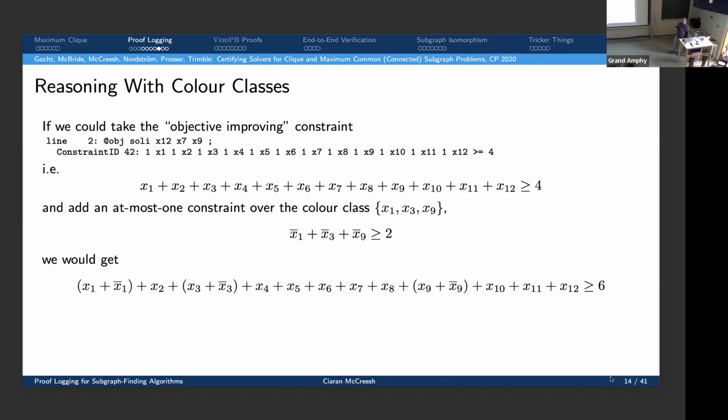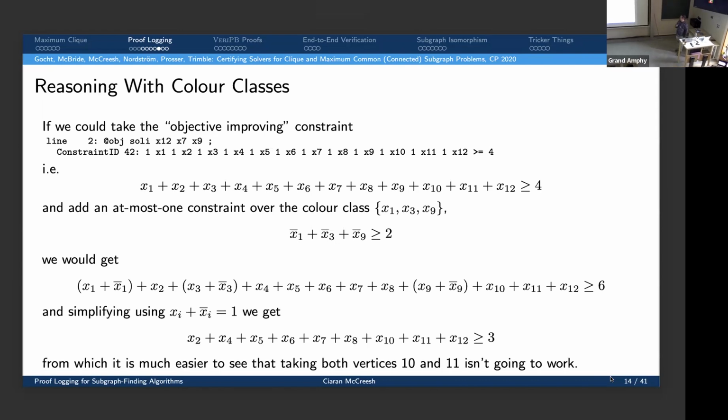x1 plus not x1 equals 1. x3 plus not x3 equals 1. x9 plus not x9 equals 1. So this simplifies to get us 2, 4, 6, 7, 8, 9, 10, 11, 12. And from this point, if you set 10 and 11 to be true, then, well, 12 we'd already said we've rejected vertex 12, and all of these will unit propagate to false. So really we're saying that 2 is greater than or equal to 3. So if somehow we could get this constraint into the proof, then VeriPB would be happy.